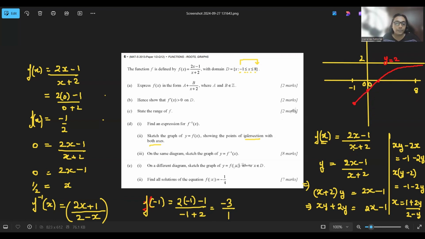And this is the sketch of the function roughly for this particular situation. That is part 2. Now coming to the third part. On the same diagram, sketch the graph of y is equal to f inverse of x. Now this is very important. How do we know how to sketch the graph of an inverse function? Now there are two ways.